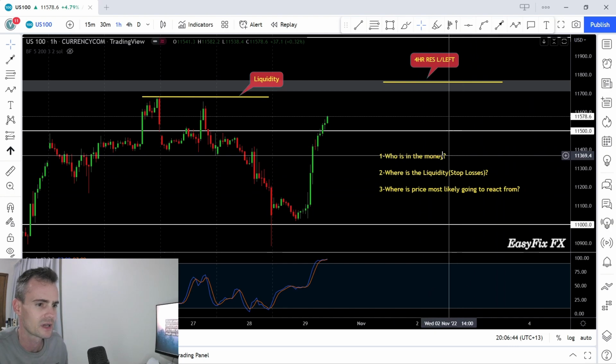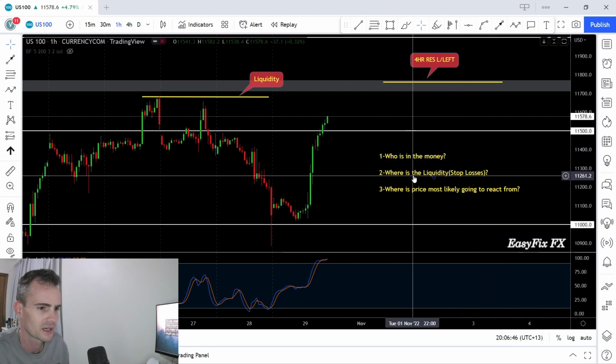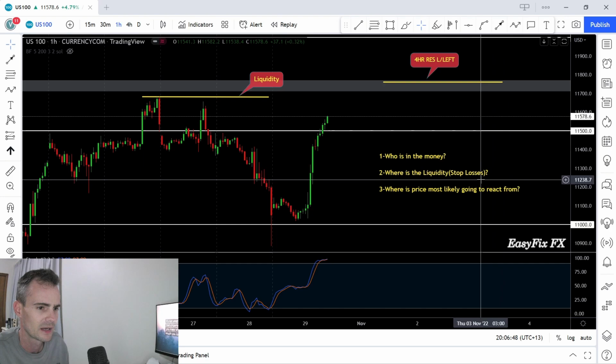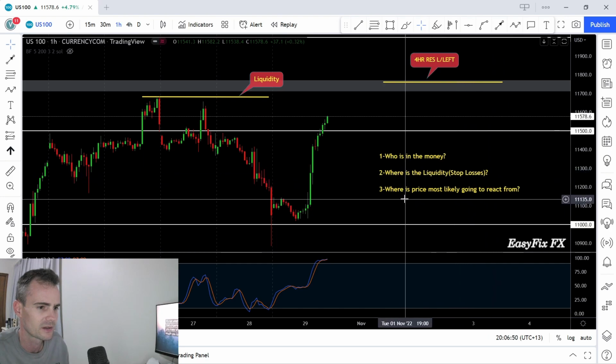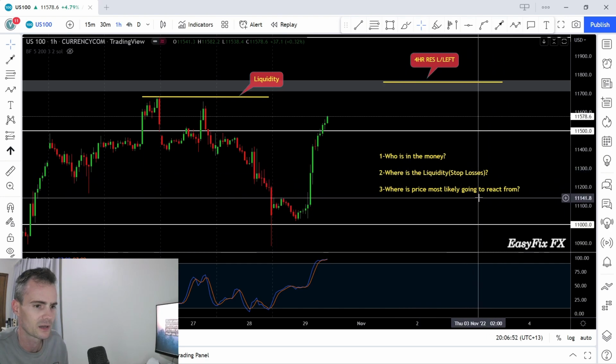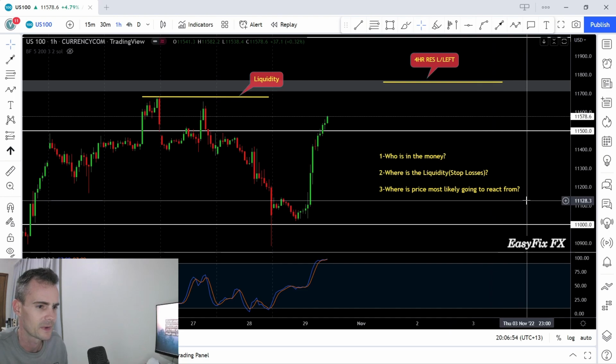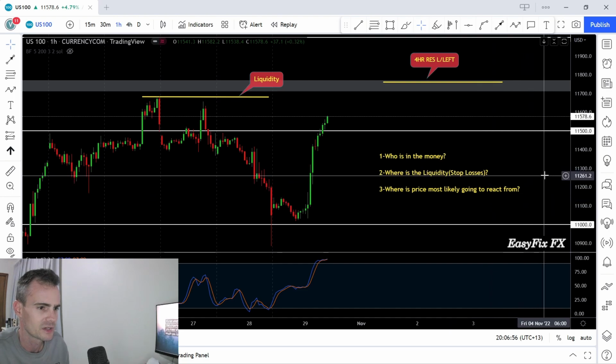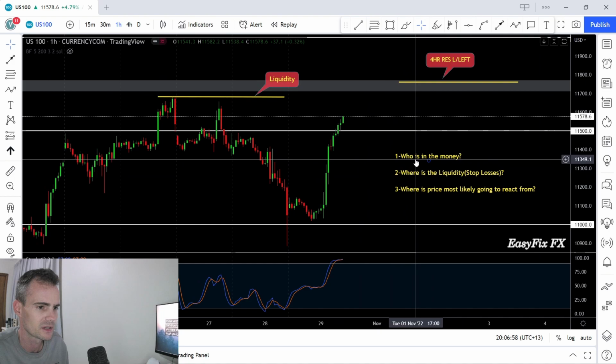So the first one is, who is in the money? The second one is, where's the liquidity or the stop losses? And the third one is, where's the price most likely going to react from? Okay, for my entry. So first question, who is in the money?